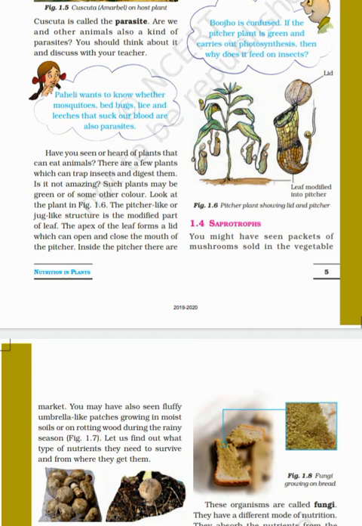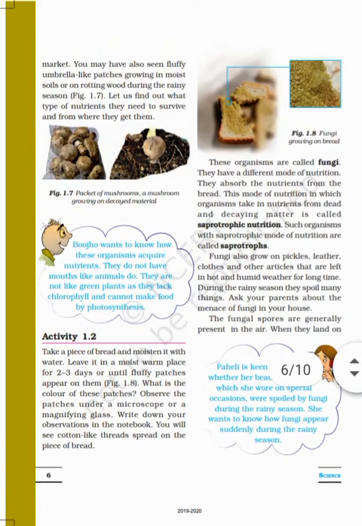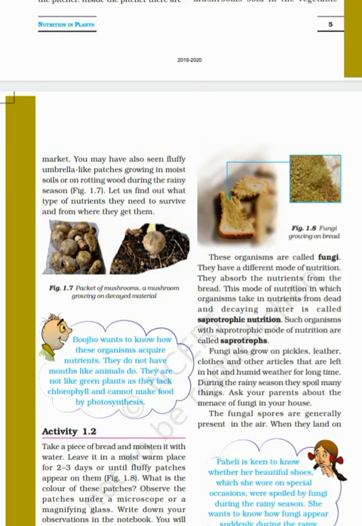Third one is insectivorous plants. What is insectivorous? Plants that feed on insects are called insectivorous plants. These plants are green in color and carry out photosynthesis, but they grow in nitrogen deficient soil. So in order to get nitrogen, they feed on insects. These insectivorous plants have their parts modified for catching insects. For example, pitcher plant, Venus flytrap.